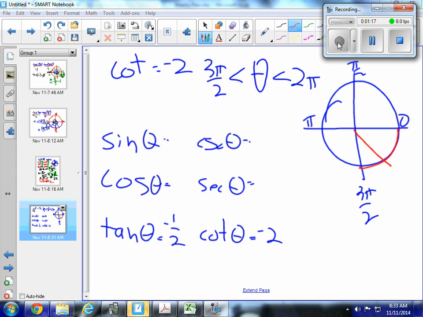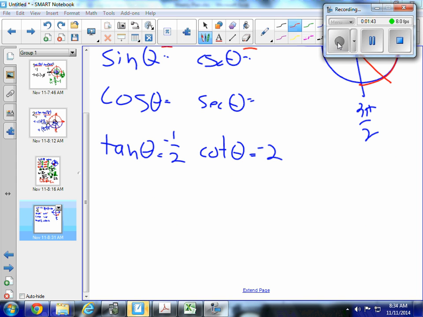Everybody good with that? So I know that the trigonometric function that is positive in this quadrant is cosine. That's the only one that's positive in that quadrant. So cosine is going to be positive. That means sine theta is negative and cosecant theta is negative. So now in my six-pack, I have all my positive and negative signs. They're done. I don't even need to worry about them anymore. So from the fact that cotangent is -2, I got that tangent is 1/2.